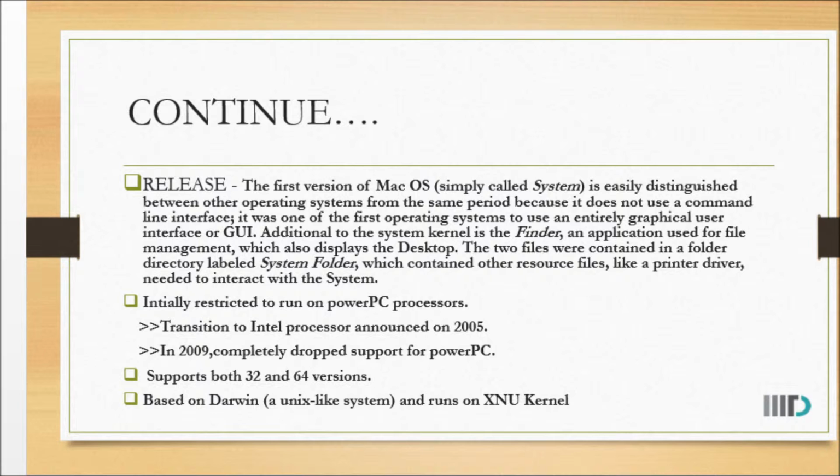In addition to the system kernel, there was the Finder, an application used for file management which allowed display of the desktop. The two files were contained in a folder labeled System Folder, which contained other resource files like a printer driver needed to interact with the system. Initially restricted to run on PowerPC processors, the transition to Intel processors was announced in 2005. In 2009 support for PowerPC was completely dropped. It supports both 32 and 64 bit versions, based on Darwin and running on the XNU kernel.